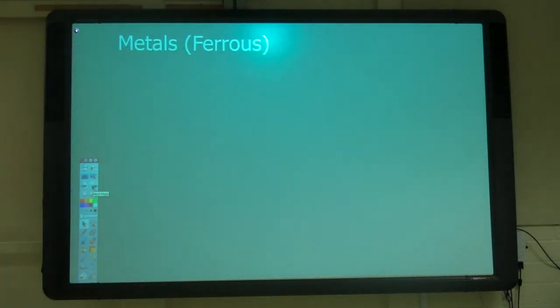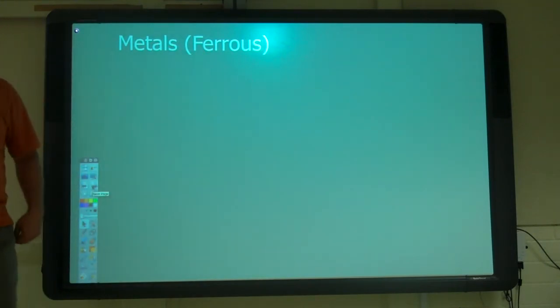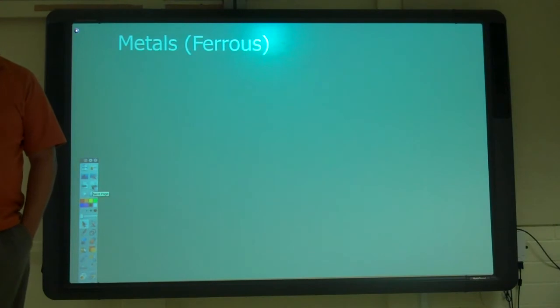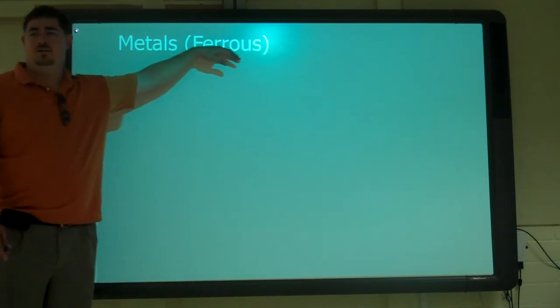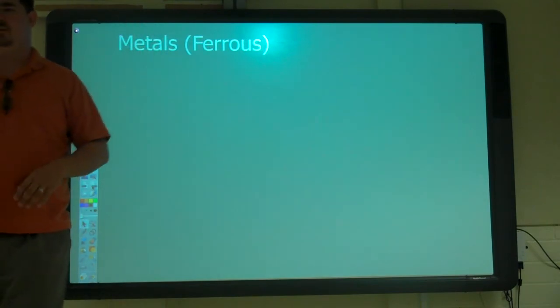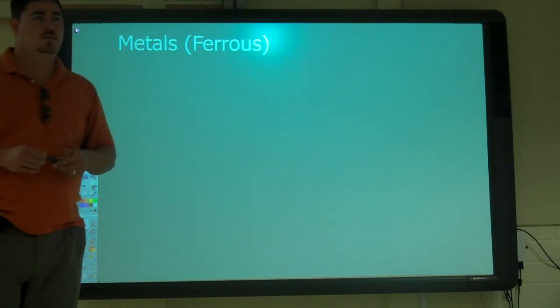All right, so then we go to ferrous metals. What does ferrous mean? Iron? Yeah, it has iron in it. Ferrous means iron. So the ferrous metals are all the metals that have iron in them. And this is kind of its own category, and then we have the non-ferrous metals we'll talk about after.